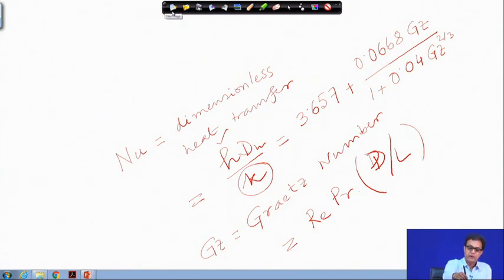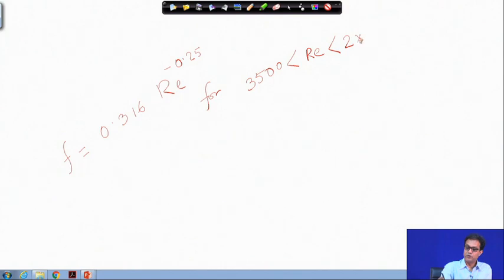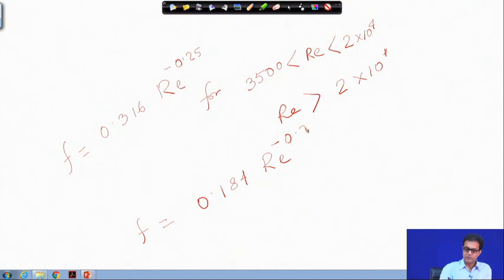So, this is about the laminar flow region, and when we have the turbulent flow, in that case this friction factor will be 0.316 Re to the power minus 0.25, and this is for the Reynolds number range between 3500 and 2 into 10 to the power 4. For Re greater than 2 into 10 to the power 4, we have f equals 0.184 into Re to the power minus 0.2.